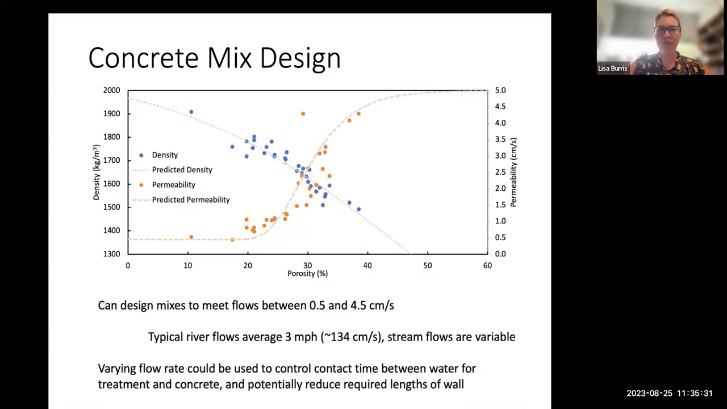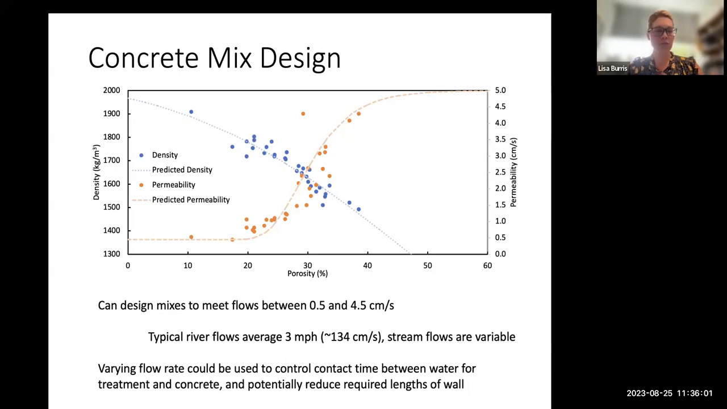And so what we learned from this is that there's a pretty, I was going to say direct, but you can see that they have a little bit different relationship. But there's a strong relationship between density and porosity. So as we decrease our density, we're going to be increasing the porosity of the mix. And that's going to translate to increased permeability as well. And so we were able to model the relationship between porosity and density and permeability to enable later prediction of properties that we want for our particular stream.